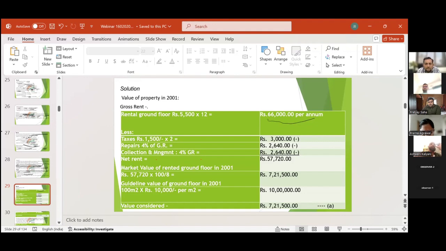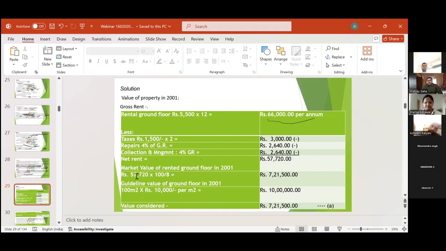So you calculate rent. Rent per annum comes out to be 66 lakh. Taxes is given 1,500 per 6 months, 3,000. We assume repairs at 4% of gross rent and management and collection charges at 4% of gross rent, 2,640 each. So the net rent comes out to be 57,720. We assume 8% ARY, annual rent yield. So YP will be 100 upon 8. So market value or capitalization value is 57,720 into 100 upon 8, 7,21,500.